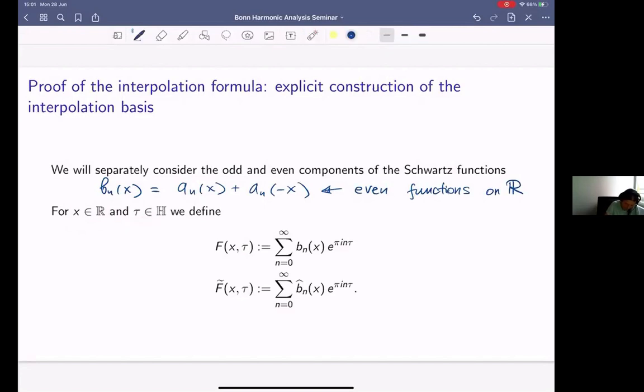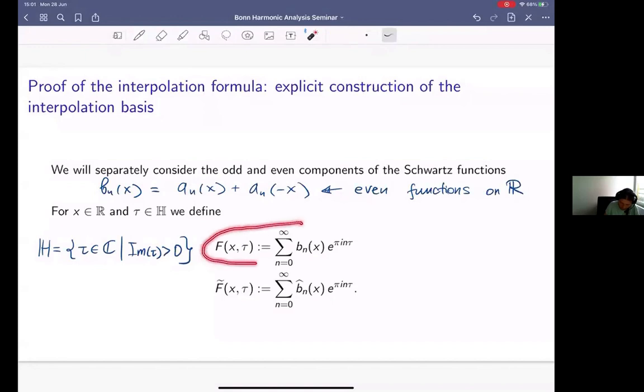here the upper half plane is the set of all complex numbers with positive imaginary part. We will consider the following generating series. The first series is formed by the elements of the interpolating basis Bn, and the second series is formed by their Fourier transforms.